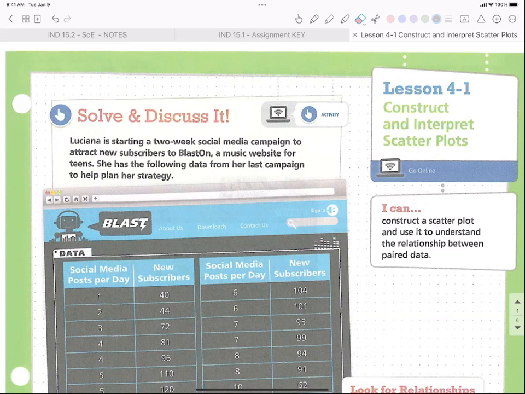If you were to graph this, you would need to remember that this is an X and a Y. So these two together would make an ordered pair. And if you were graphing this on a scatter plot, you would graph the point 1, 40 to represent this data. If you were constructing a scatter plot, you would name your X-axis social media posts per day, and you would name your Y-axis new subscribers. Then you would plot the point 1, 40 to represent that data point. And then you would plot the rest.